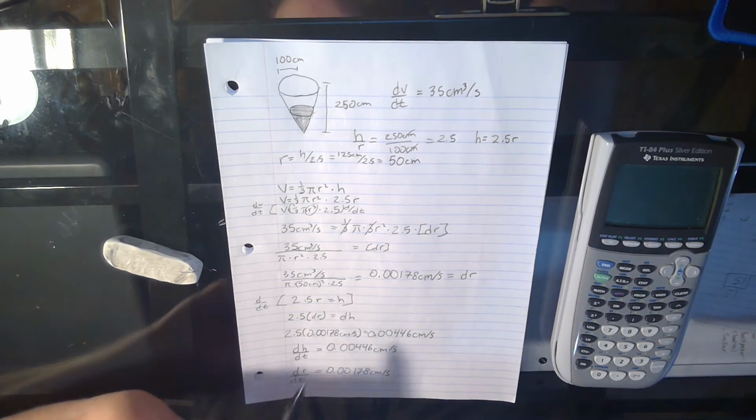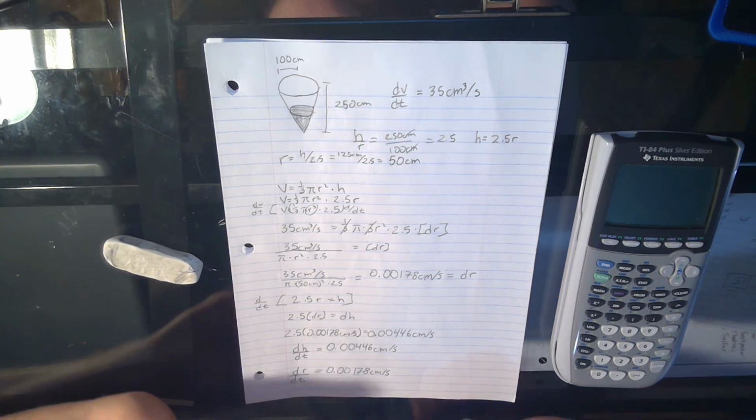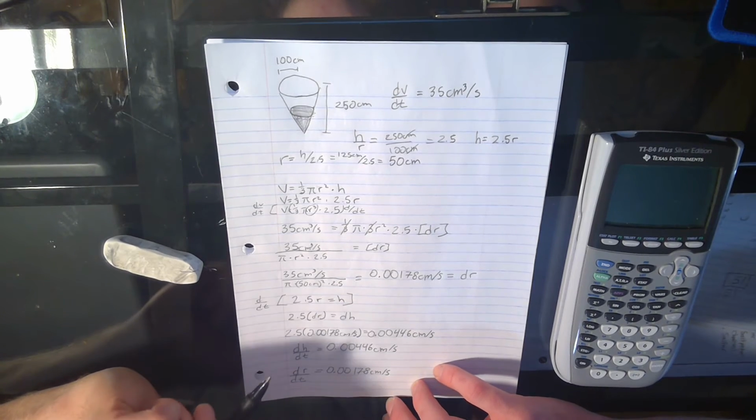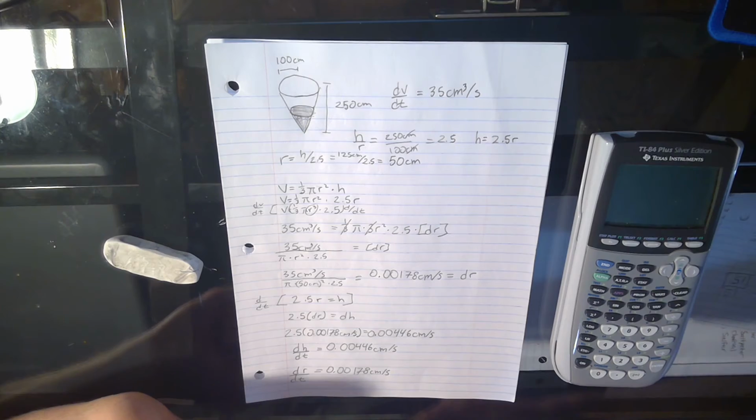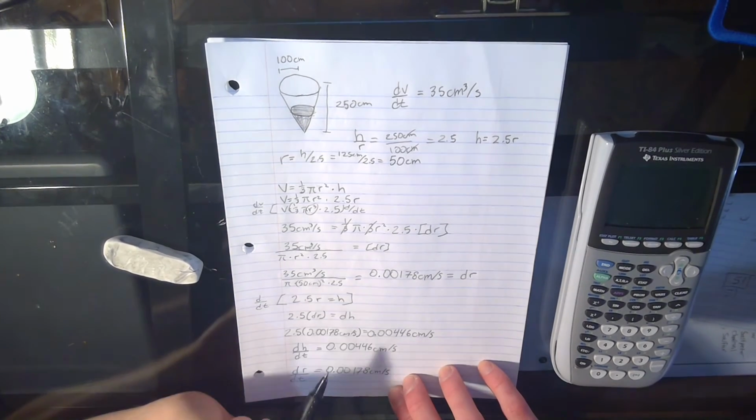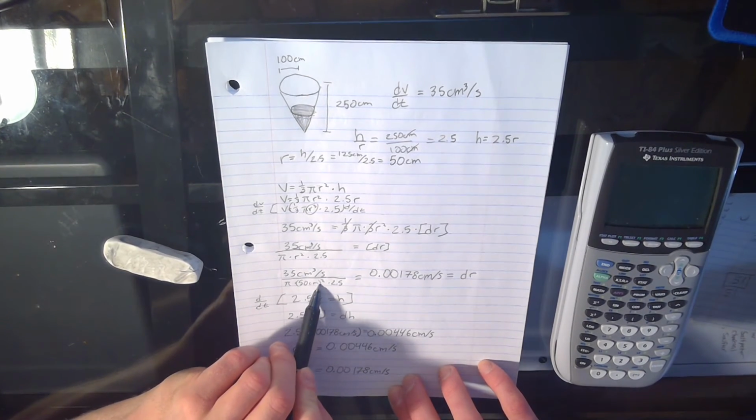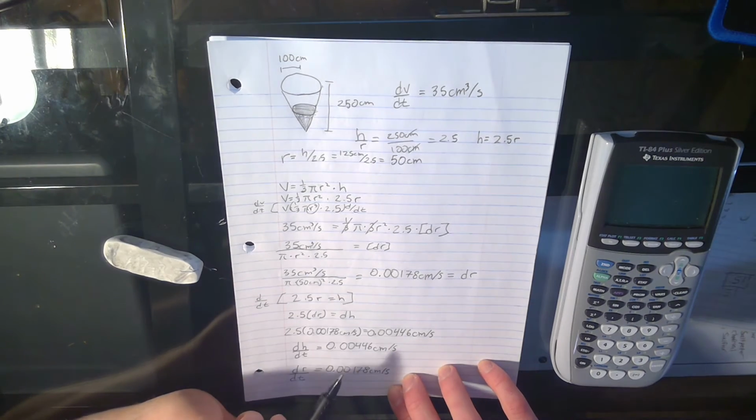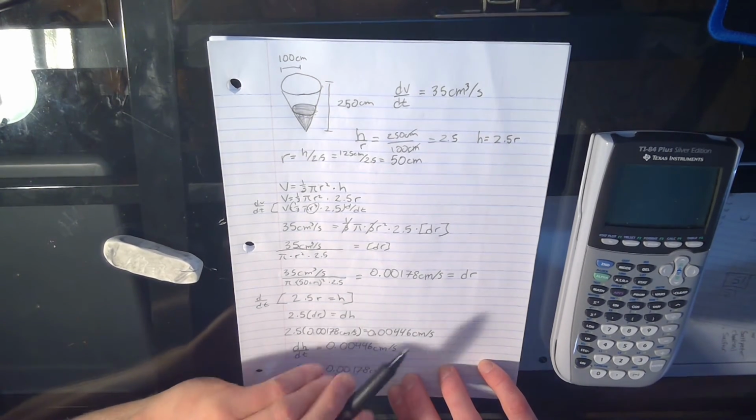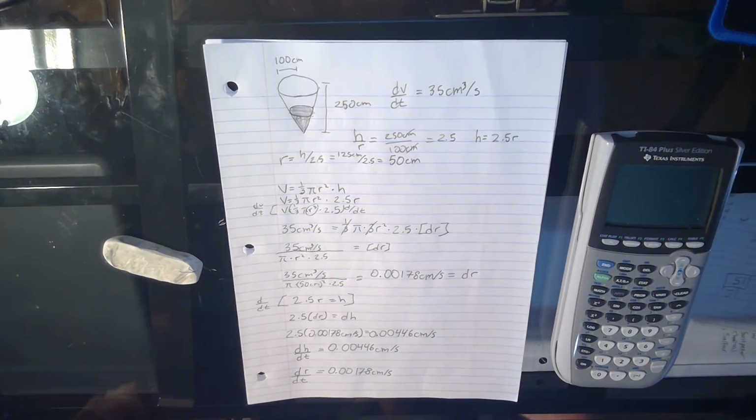We see that 35 centimeters cubed per second over pi times r squared times 2.5. And now this is very key. When I actually plug in the numbers, I see I have centimeters squared down here and centimeters cubed up here. Those cancel out and leave us with centimeters per second. So that's how you know you have the right answer.